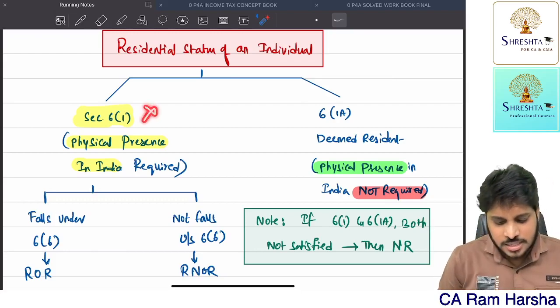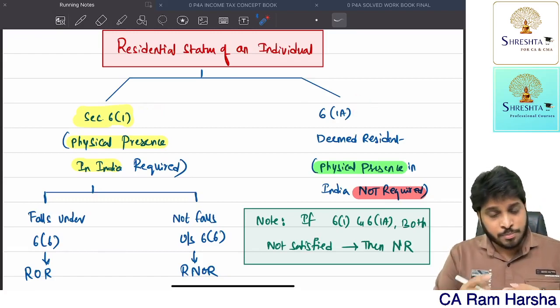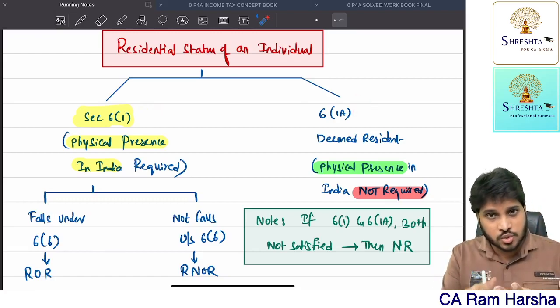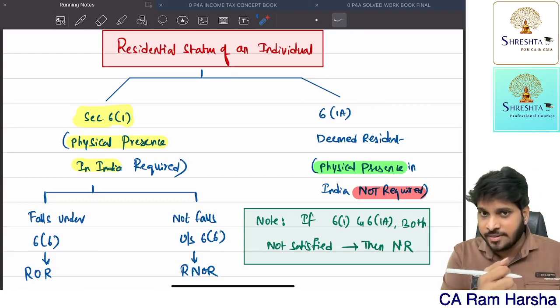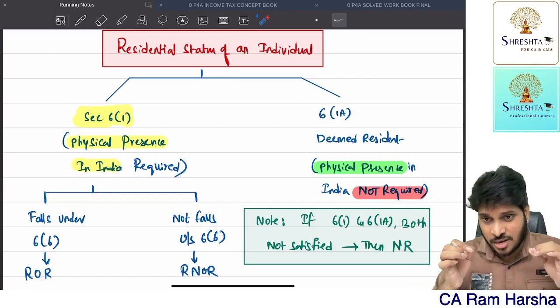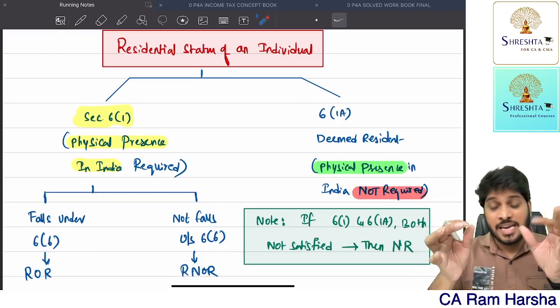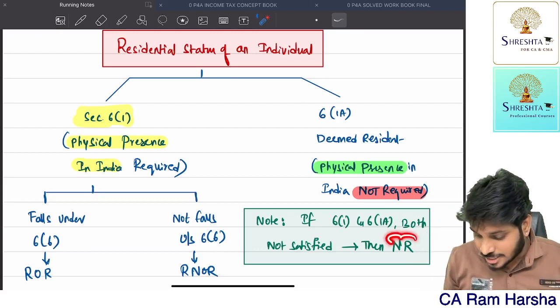He does not come under 6 clause 1. An individual does not fall under 6 clause 1A. Both 6 clause 1 and 6 clause 1A will not apply for an individual. An individual did not satisfy the condition prescribed under 6 clause 1 and 6 clause 1A. He is treated as a non-resident now.